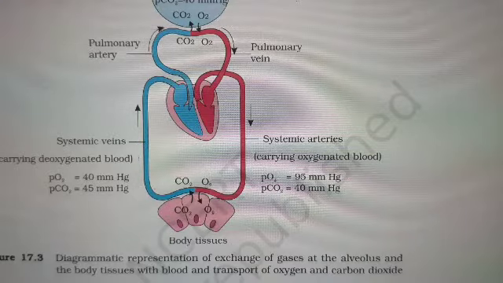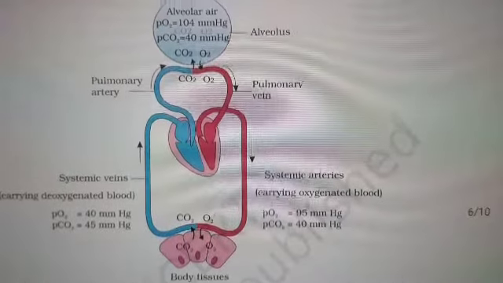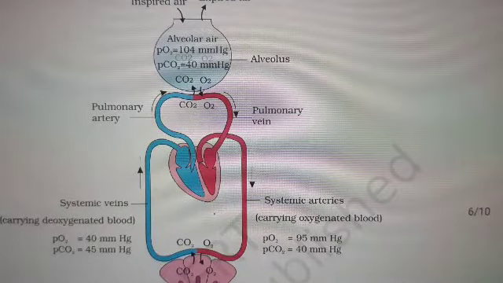And at the same time, in the catabolic pathways, after finishing that, CO2 will be generated in the body tissue area. Outwards, on the left side, you go through the systemic veins. They carry deoxygenated blood, partial pressure of oxygen 40 mmHg, partial pressure of carbon dioxide 45 mmHg. Afterwards, it travels through the heart towards the pulmonary arteries, reaches the lungs area, and goes out by expiration.